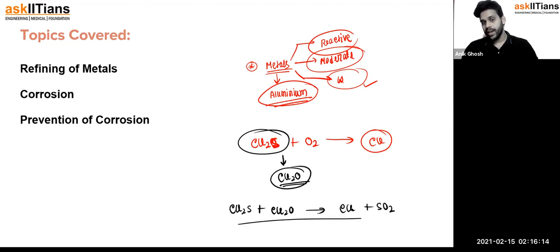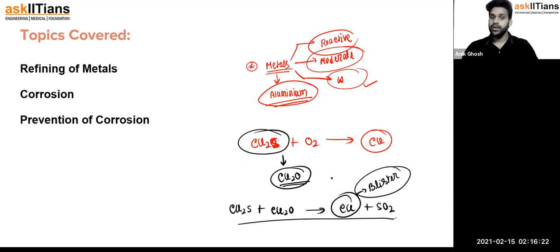This reaction is called self-reduction, and the copper we get from here is called blister copper. So that is how you can take out the copper. Via roasting only, you can take out the less reactive elements. And for the moderately reactive ones, first you have to do roasting, followed by a carbon reduction with coke.